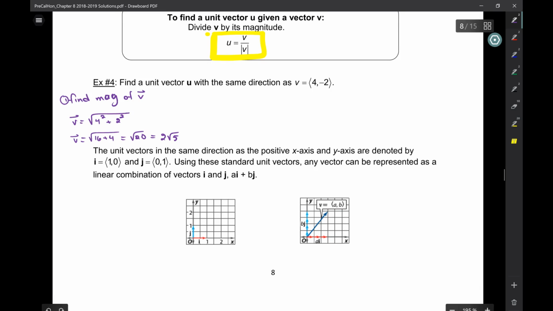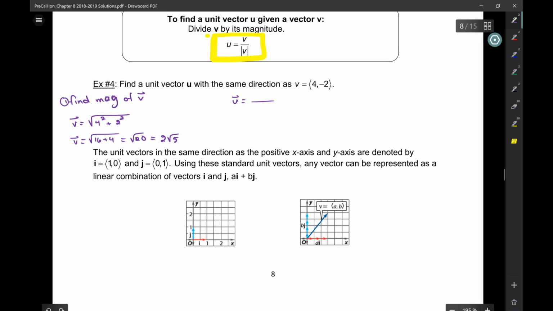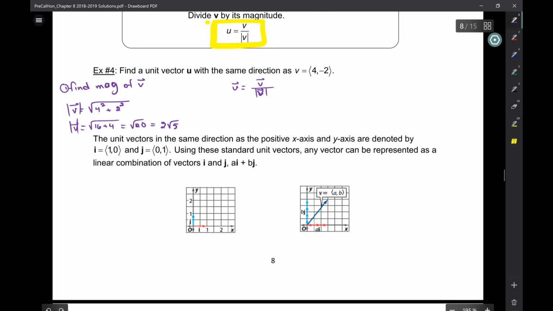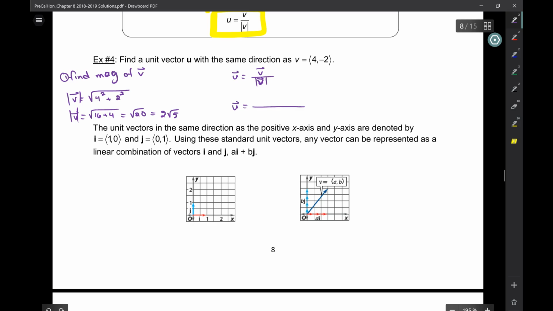Is that clear? Okay. Now, u is going to be vector v divided by the magnitude of vector v. All right? So u is going to be, what's vector v? 4, -2 divided by 2 root 5. Okay, dividing is the same as multiplying by a reciprocal, right? And so this is the same as multiplying by a scalar. So what you do is you divide each of the components by 2 root 5. So this is going to be 4 over 2 root 5, -2 over 2 root 5. And of course, you have to simplify. You don't necessarily have to rationalize, but you have to simplify. So this is 2 over root 5, comma, -1 over root 5.